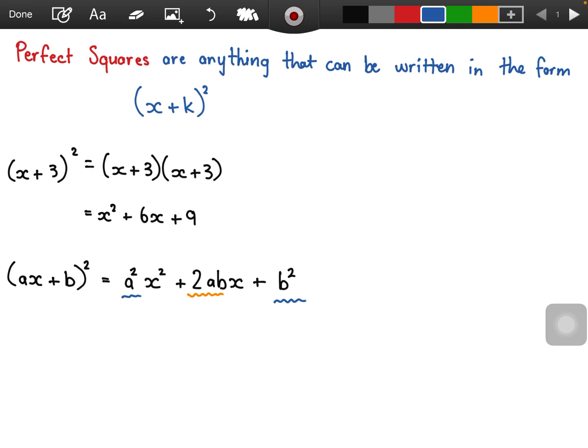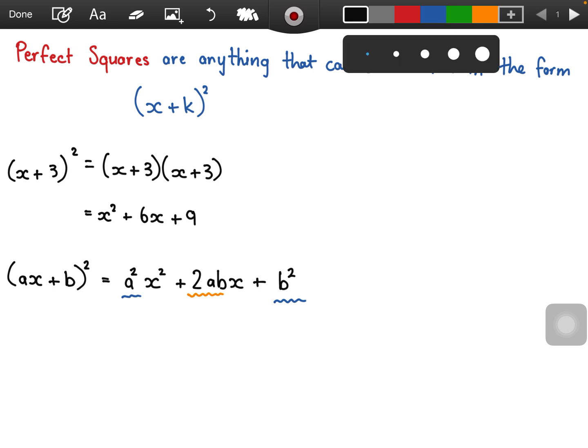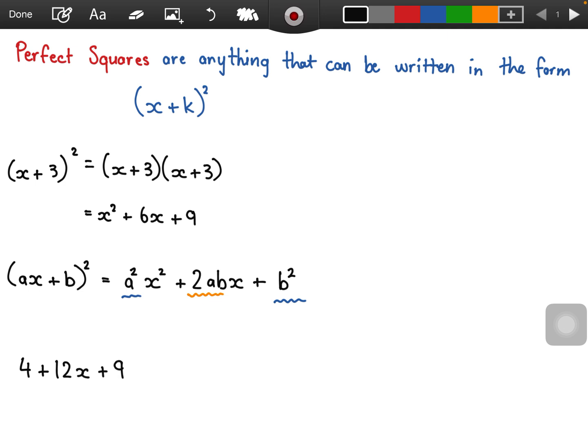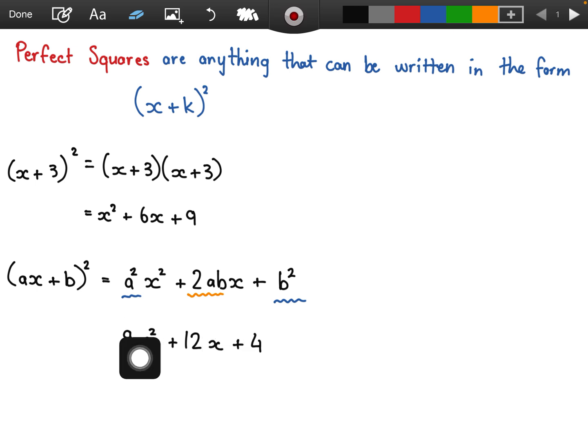So for example, we could be asked something like, is this a perfect square? Let's say 4 + 12x + 9x squared. Firstly, look at the difference in the form. I'm going to try and rewrite this as the form that I can see up here: 9x squared + 12x + 4.